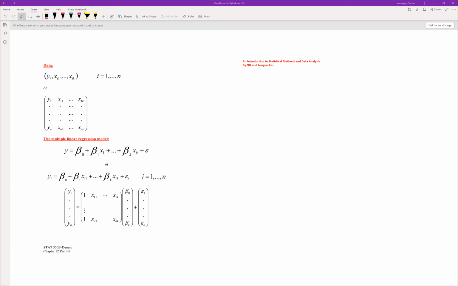Now for our x's, we no longer have a single variable for x. Now we have multiple variables. So we have xi1 down to xik. So that means that for each person in our study, we're collecting k variables on those people.